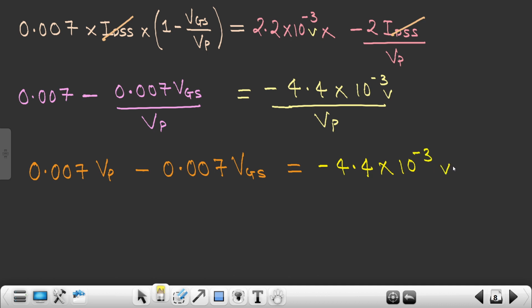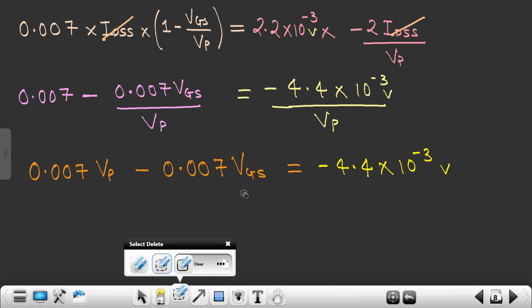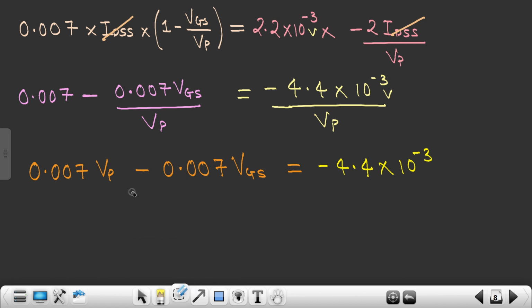Now if you look very clearly, this whole term is in volts, that is VP is voltage, right? VGS is also voltage, and over here this is unit V, right? So you can easily cancel out these units. Obviously we all know the unit of voltage is V, so we can easily cancel out this V. That's why I'm not writing this V.